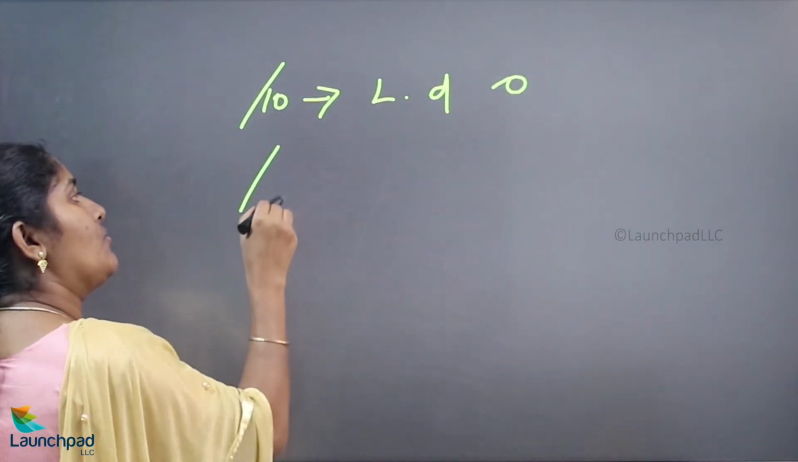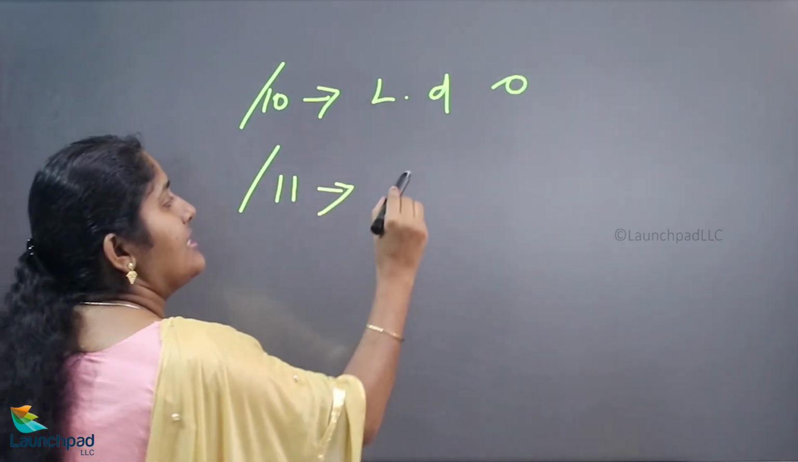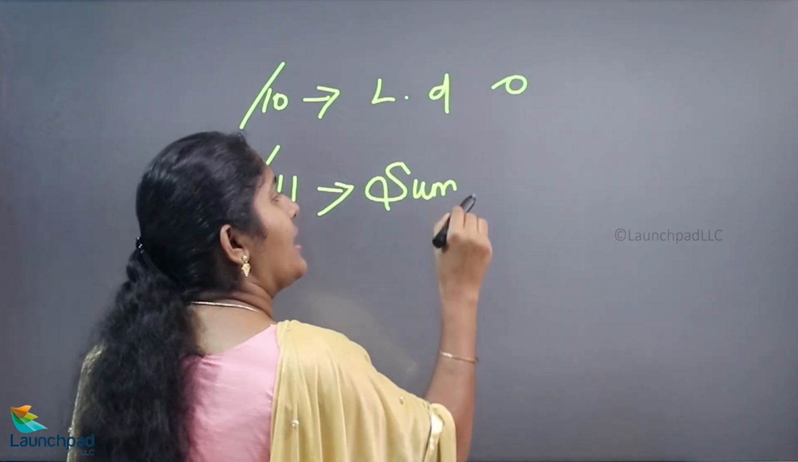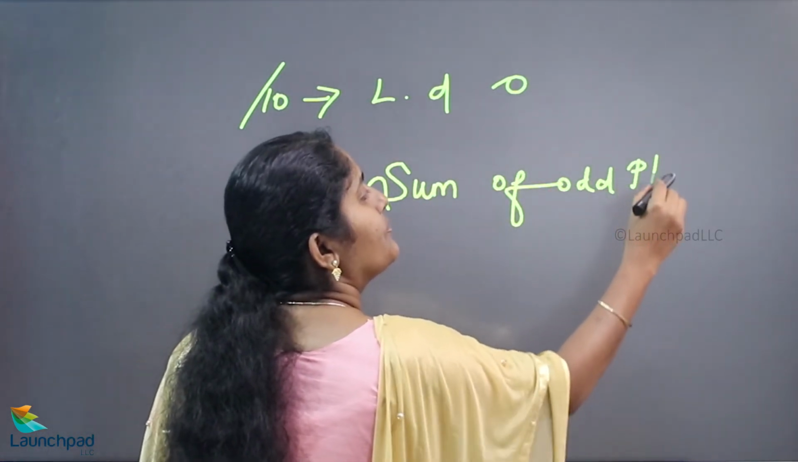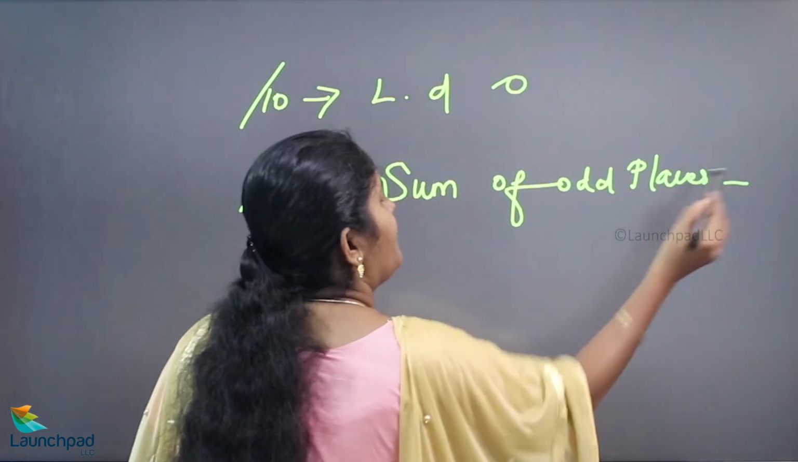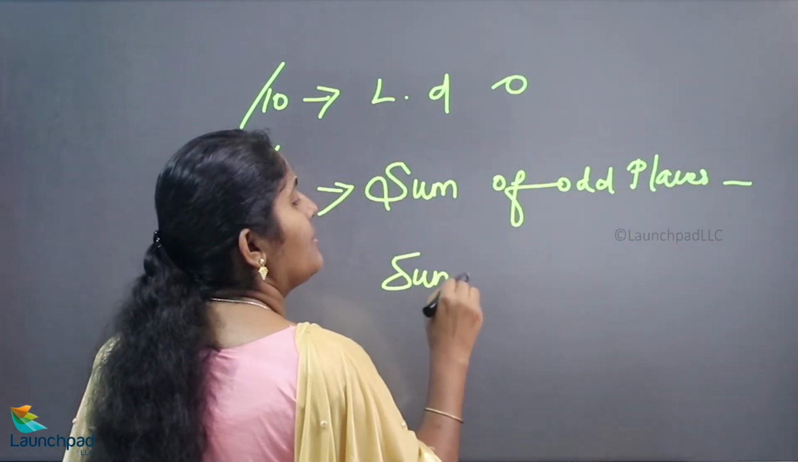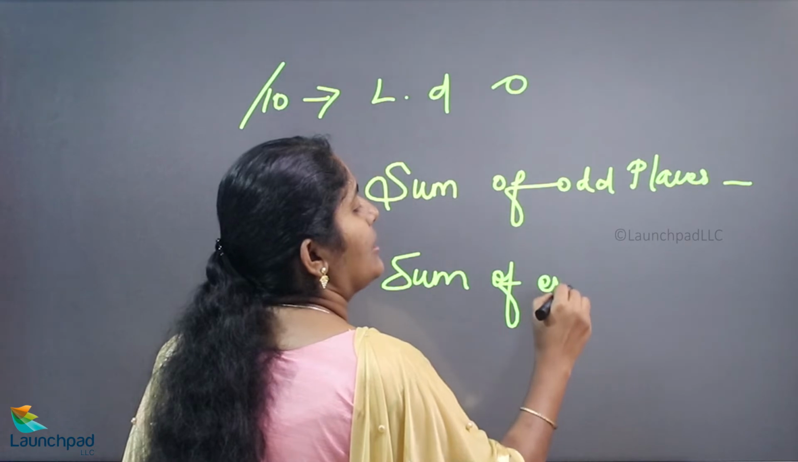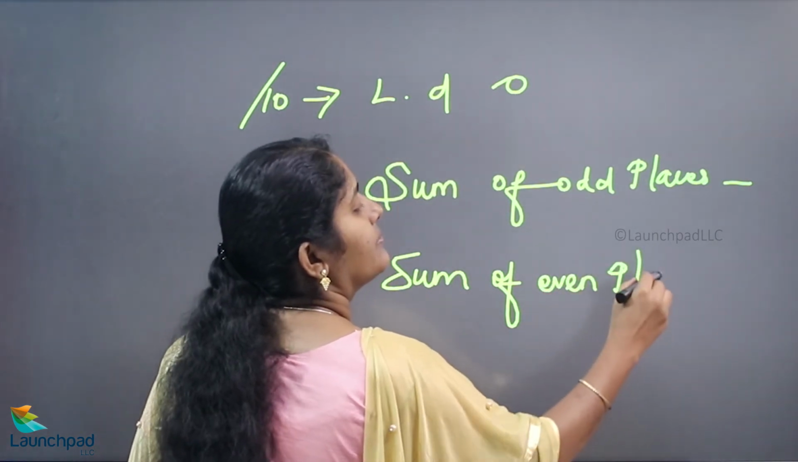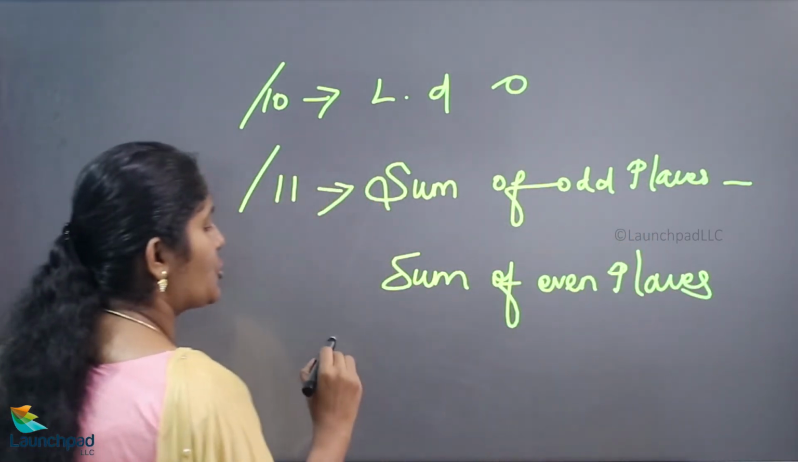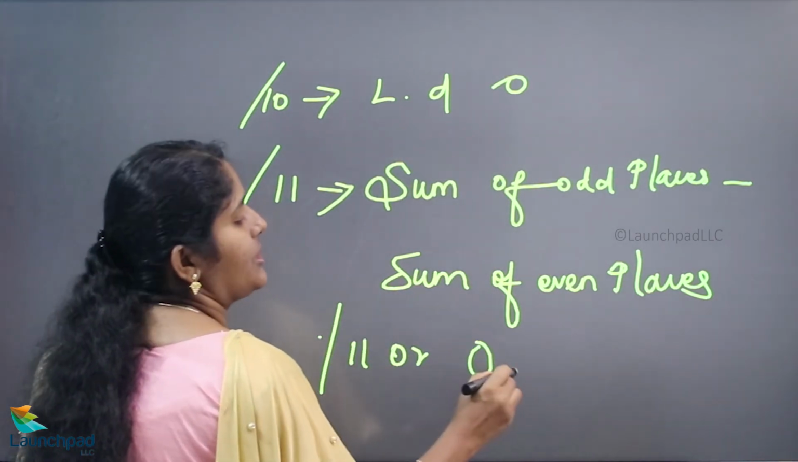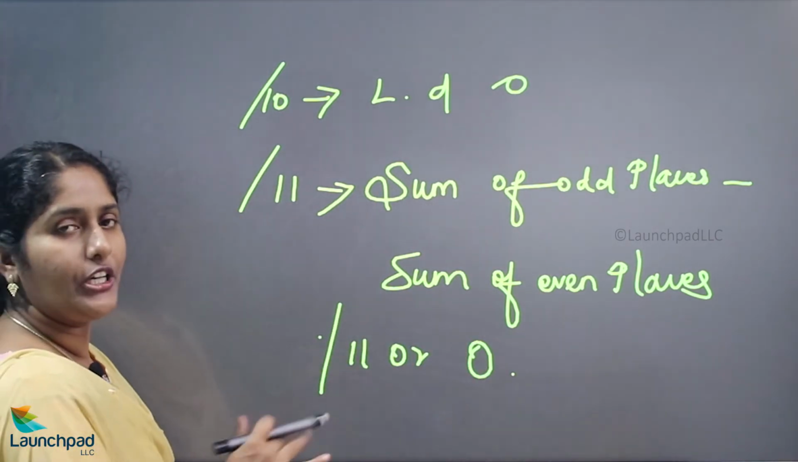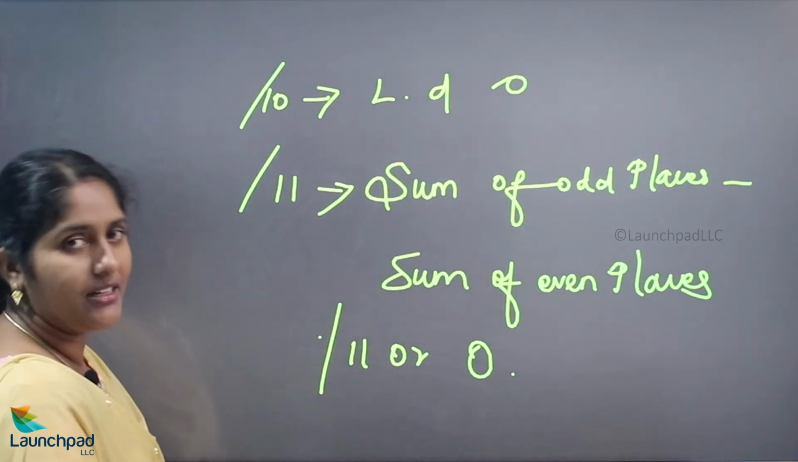And the divisibility rule of 11 is the sum of the odd place values minus the sum of the even place values. The difference should be either divisible by 11 or it is 0. Then the whole given number is divisible by 11.